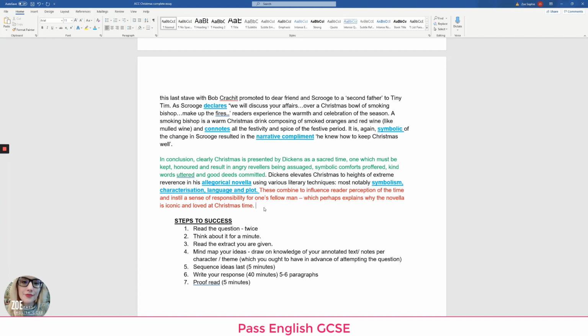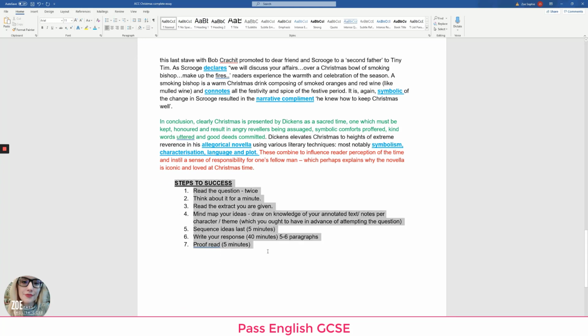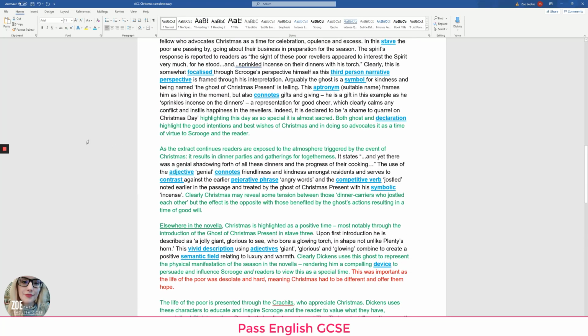But to know how Dickens presents it, you've got to understand why he's putting such value on it, why he set it on December 25th. Once you understand that, you can then follow the steps for success and create an essay like this. I will post this up for you to see as well.